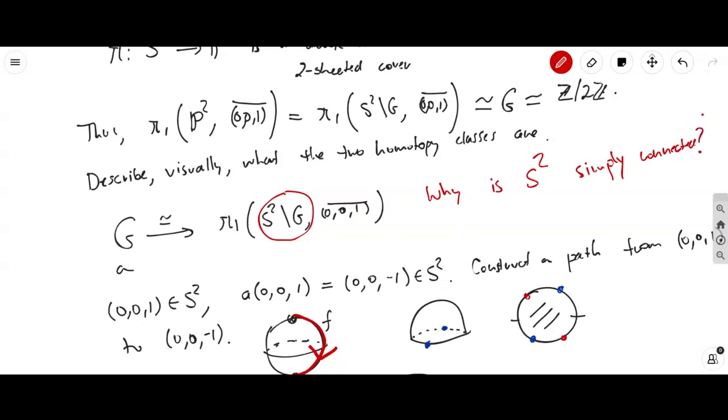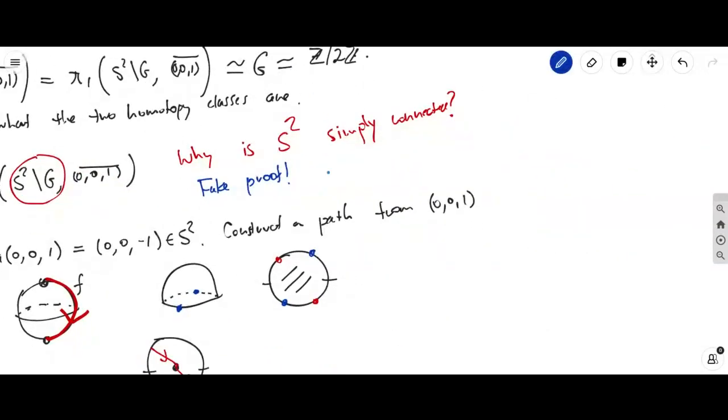What I'm going to do is, on the homework, I'm going to give you a fake proof. A fake proof is a proof that looks correct, but there's going to be a small technical detail that messes it up. And I'm not going to tell you what it is. It's an interesting proof. It's going to show you why S2 is simply connected, and then you have to spot the mistake. It is possible to fix the mistake. I'm not going to tell you what the mistake is, but it is possible to fix the proof.